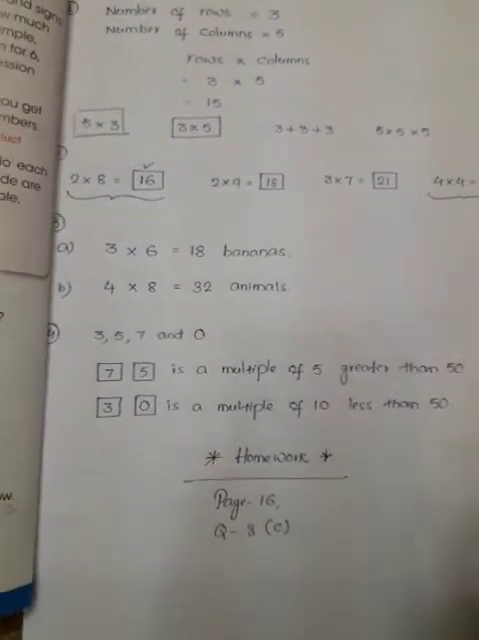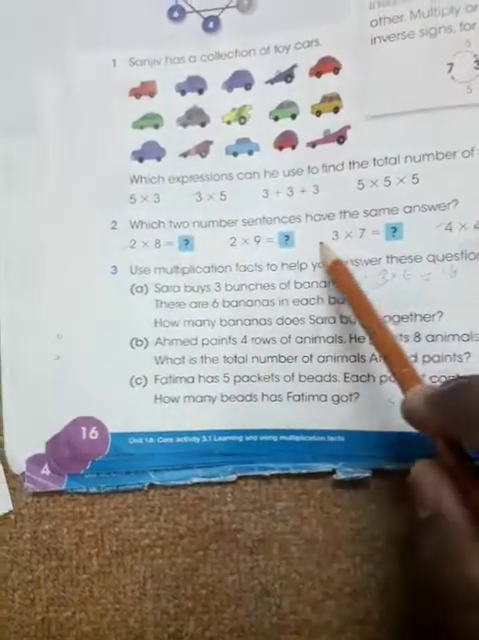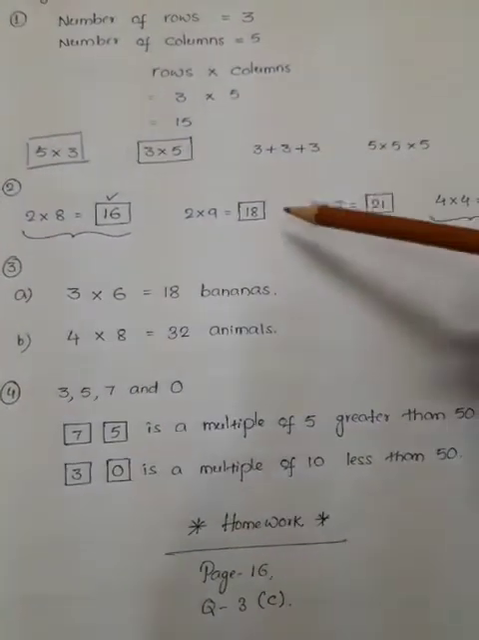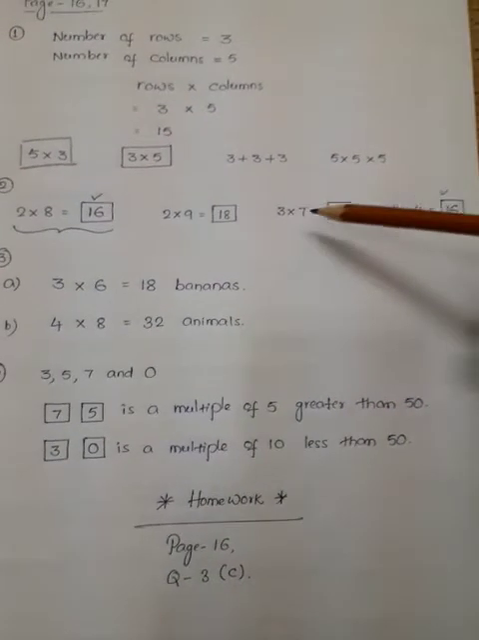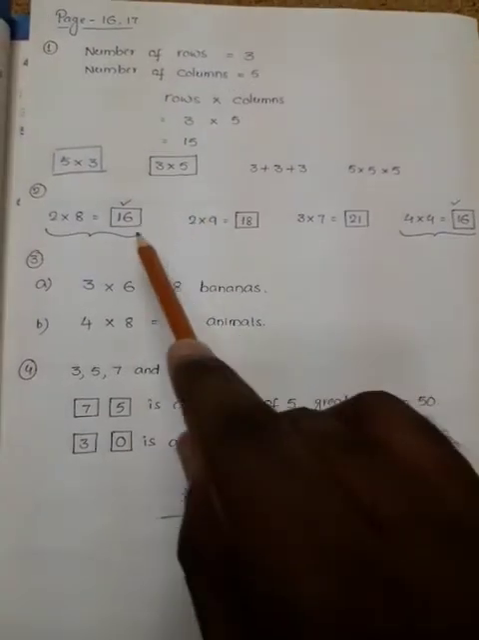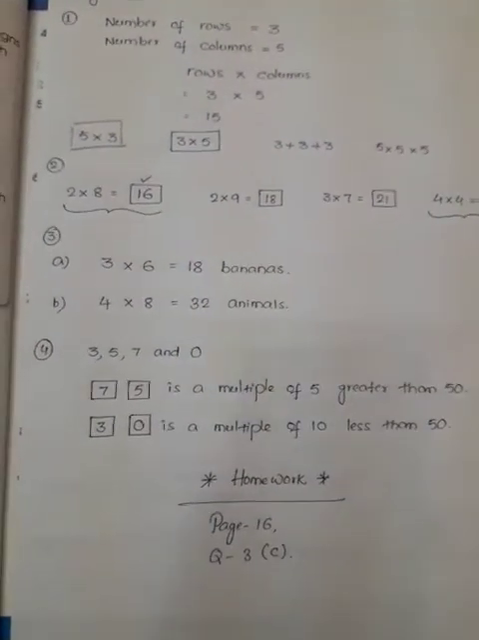Okay. Now the second one. What is the second one? Which two number sentences have the same answer? Check it here. 2 multiplied by 8, how much? 16. You know that. Next, 2 multiplied by 9 is 18. 3 multiplied by 7 is 21. 4 fours are 16. So which two answers are the same? The first one and the last one.